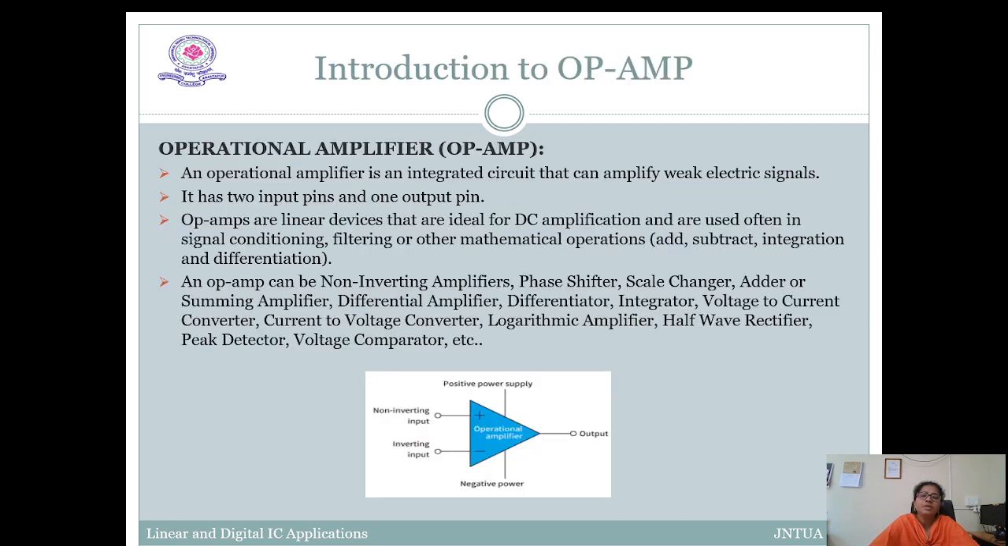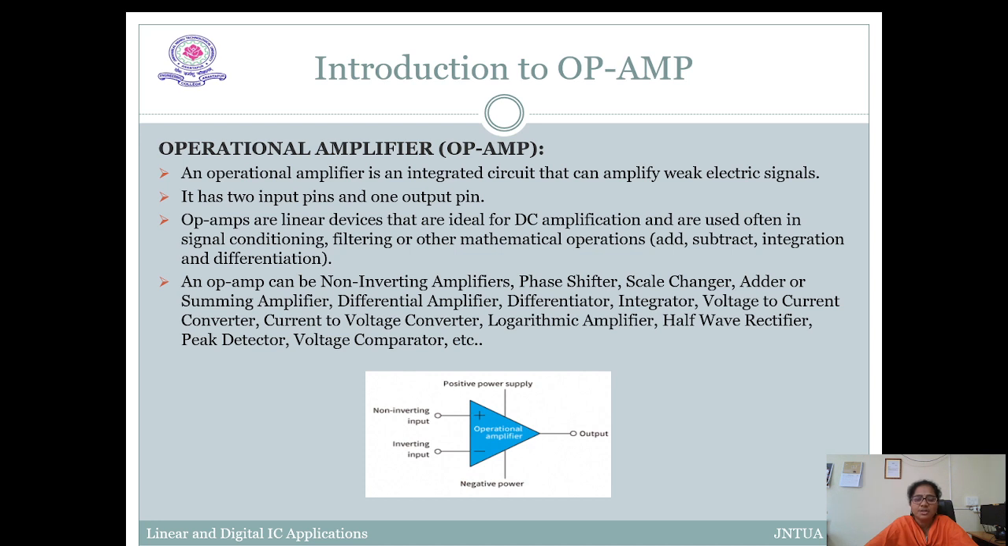So now all that is about the introduction of IC and the classification. Now we enter into linear IC. The best example of linear IC is the operational amplifier.